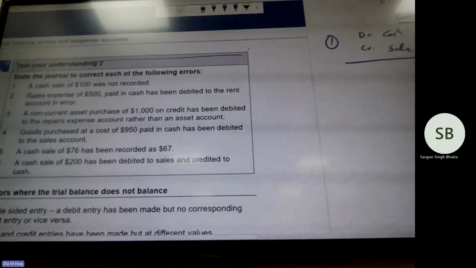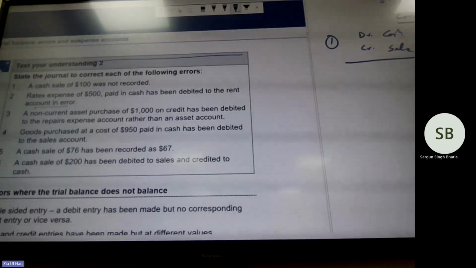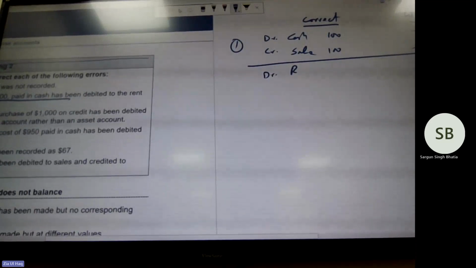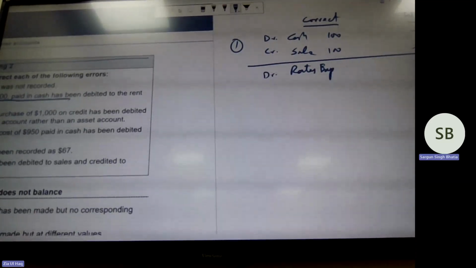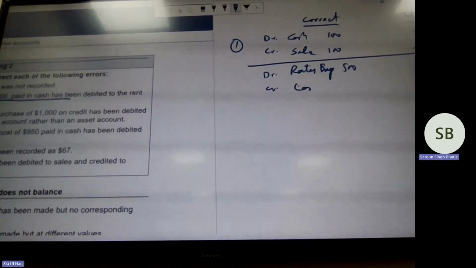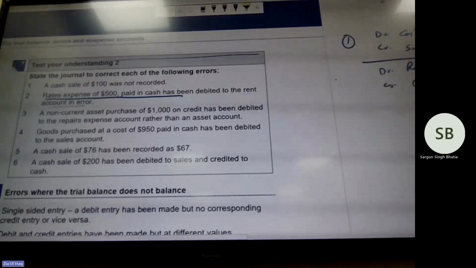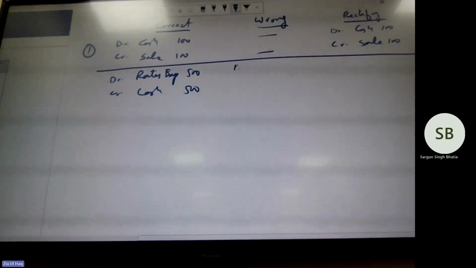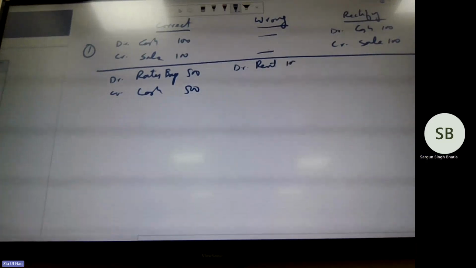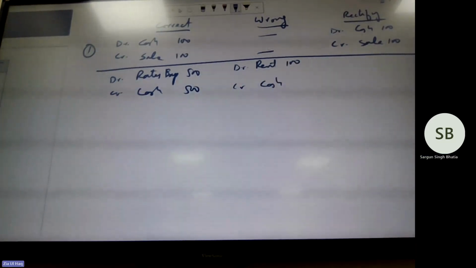Number two, rent expense of 500 paid in cash. What is the correcting entry? The correct entry is rates expense debit, cash credit with 500. Rent expense has been debited to the rent account in error. It's rates expense of 500, not rent. We have recorded rent debit and cash credit.